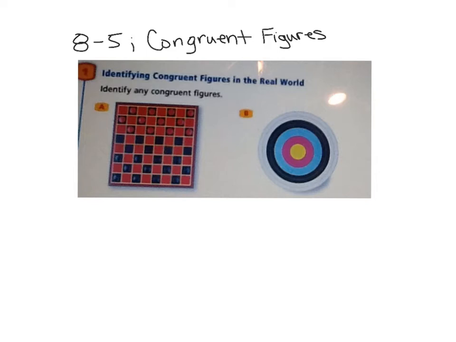Now, on the left, A, we have a checkerboard. If you've ever played checkers, you know that all the squares are the exact same size. So the squares are congruent. So our congruent figures on there would be the square.